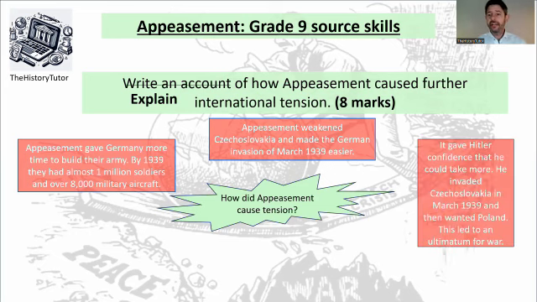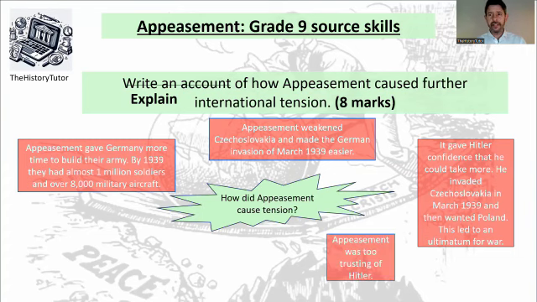Another idea? It gave Hitler confidence that he could take more. He invaded Czechoslovakia in March 1939 and then wanted Poland. This led to the ultimatum for war. So essentially, when he took the rest of Czechoslovakia in March 1939, the world knew Hitler wasn't just breaking the Treaty of Versailles, he was empire building, and they were not going to let him take any more land.